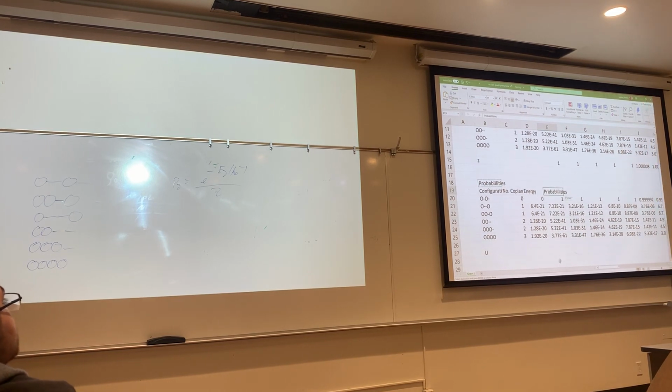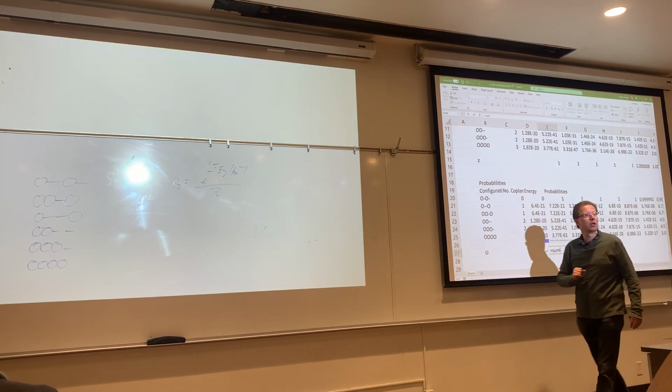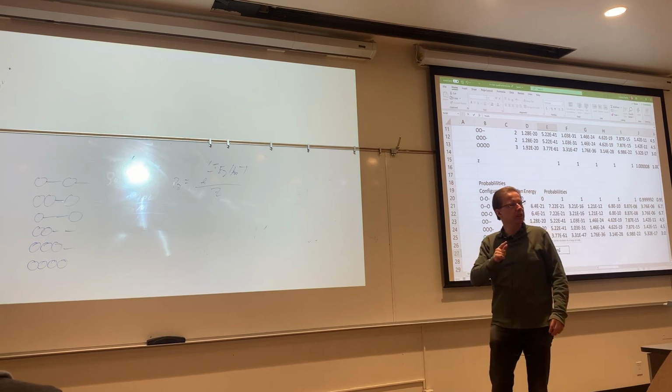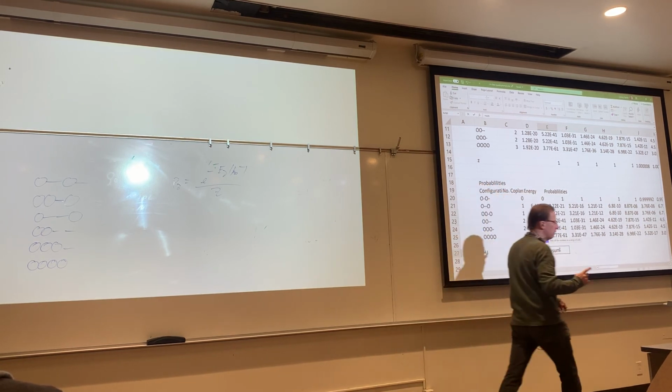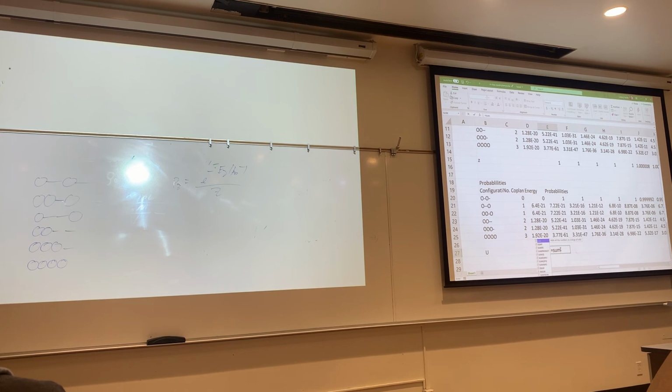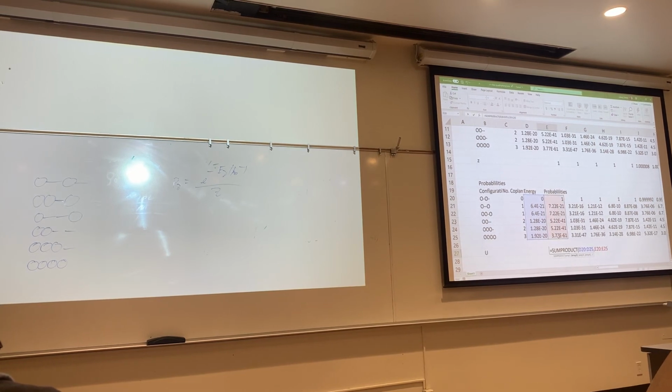So how do we get that energy? I need to make this sum, correct? But I need to make the sum of the product of the probability and the energy. Easy. I use the sum product function. So I'm interested in energy, and then I want to multiply that with the probability. And I get the result.